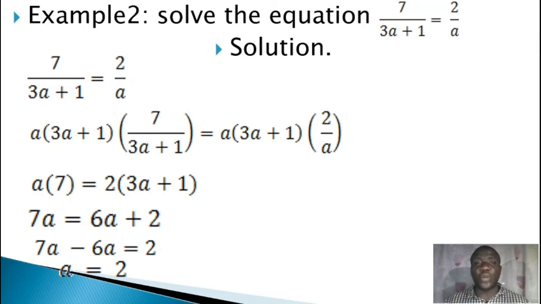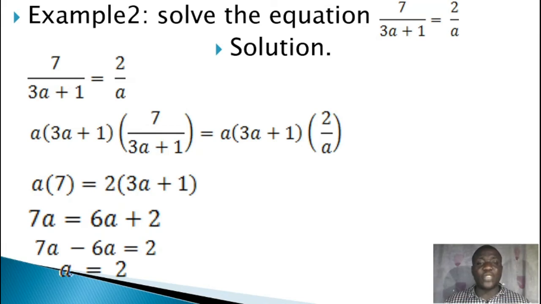So when you have 3a plus 1, you look at the next step. I use the LCM to multiply each term. A open bracket 3a plus 1 close bracket open bracket 7 all over 3a plus 1 close bracket is equal to a open bracket 3a plus 1 open bracket 2 over a. So you look at the LCM, out of the two, there is one corresponding item at the denominator that can be cancelled. If you look at the first item here, 3a plus 1 is in the LCM and 3a plus 1 is at the denominator of 7. So when 3a plus 1 cancels 3a plus 1, we have only a to multiply 7.